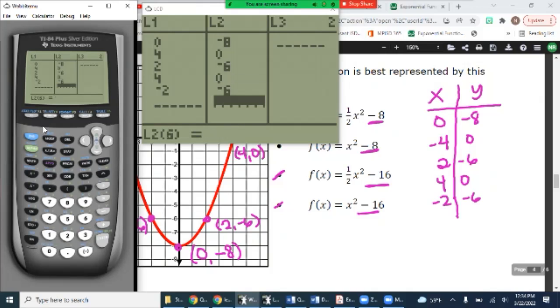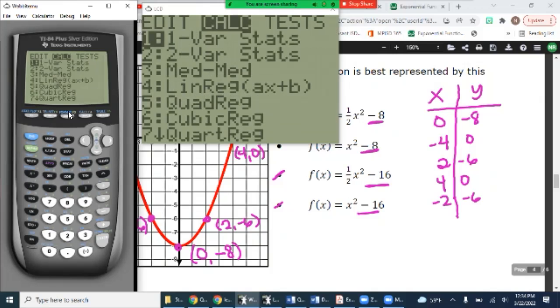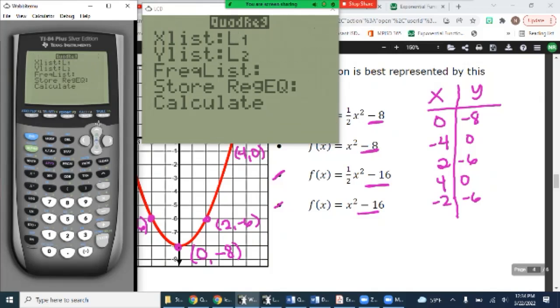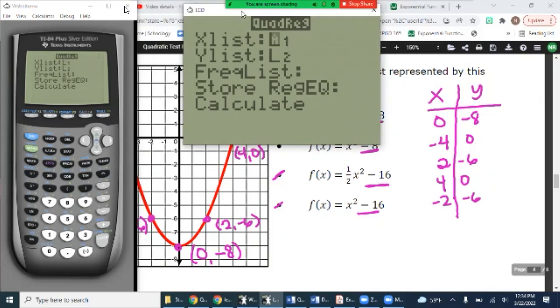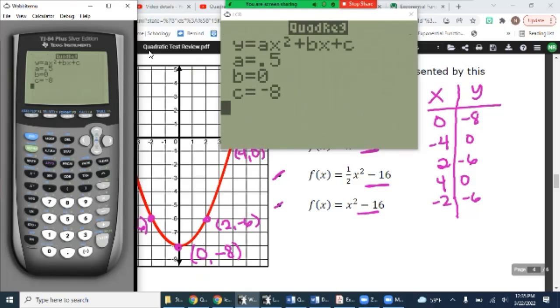All right. After you get done putting your points in, what's next? Stat, calculate. And what do we do in this screen? Go to store reg. And what do we do in store? Alpha, trace, enter, enter, enter. And there are the numbers for this parabola.